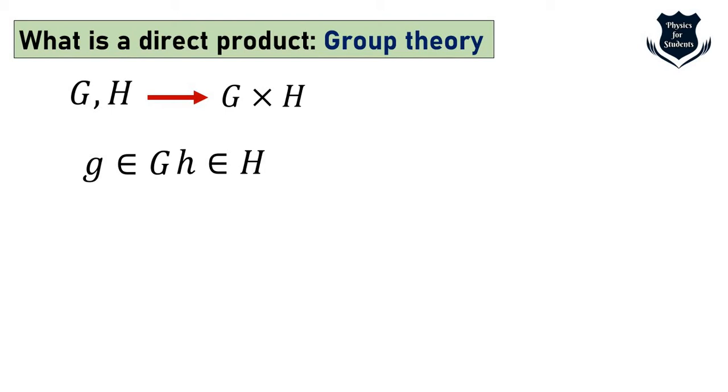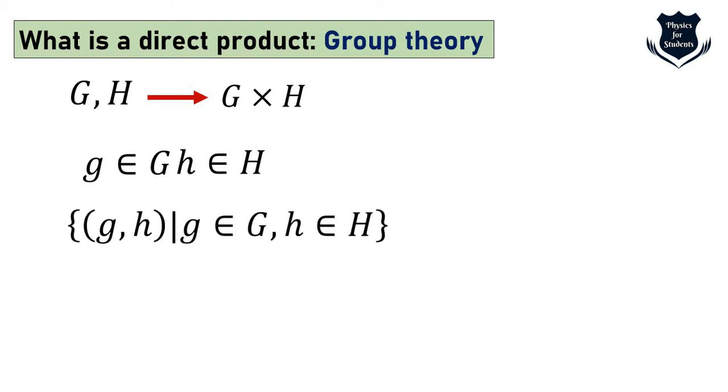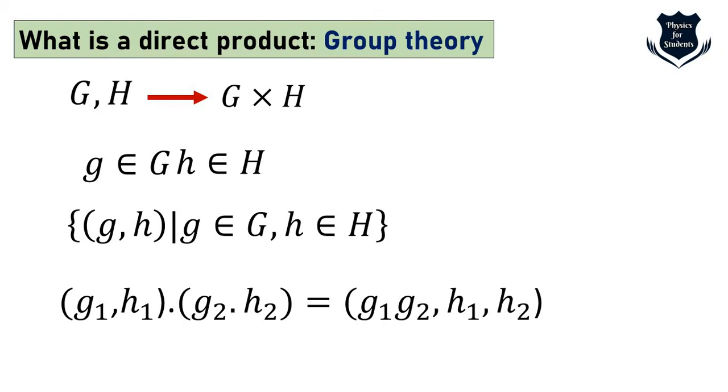The direct product G multiplied by H is the set of all ordered pairs (g, h), which is followed by this operation. So yeah, this comes true. I think you can quickly take a note, if you want, of what a direct product is in terms of group theory and how the sets and their elements are related to each other.